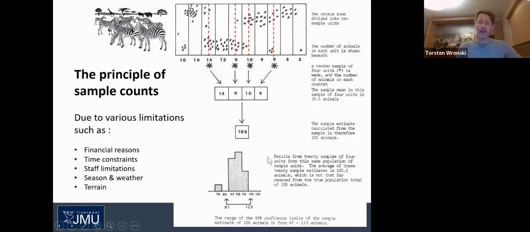These results were confirmed by a second study, and the results from 20 samples of 4 units from the same study population. And the result was 100.2 animals with the range from 87 to 123. This is very much in line with our estimated or extrapolated result of 105. So subsampling is not ideal, but results obtained from subsampling are usually relatively close to the true number of animals in the target area.